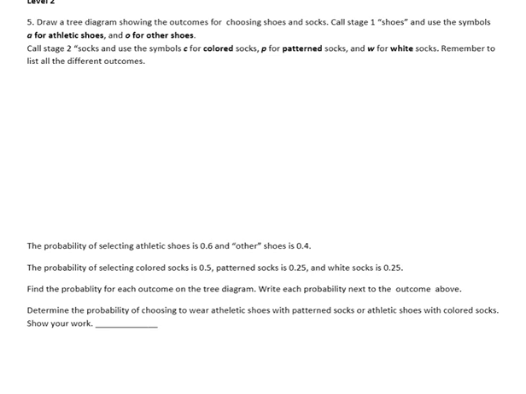Recall that the purpose of a tree diagram is to organize your data and see the different outcomes that are possible. So we have stage 1, and this is going to represent our shoes. And then we'll have stage 2, which is going to represent our socks. Finally, we will have a list of outcomes. There are 2 types of shoes that we are choosing from. You can either wear athletic or other. Once you've selected your shoes, you select a pair of socks. There are 3 kinds of socks, so you'll have 3 branches, 1 for each kind of sock.